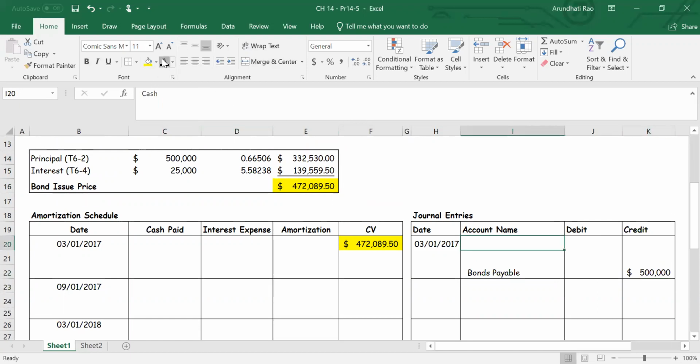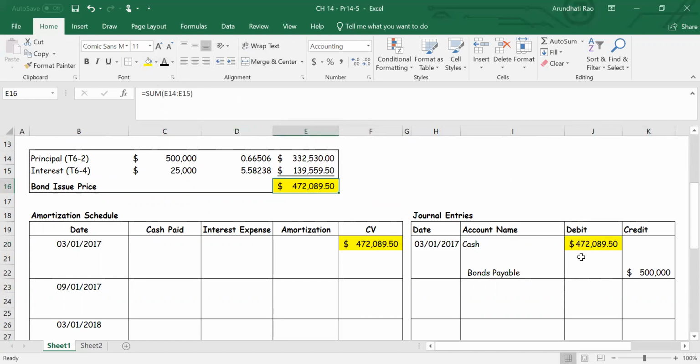When I issued the bonds, I did not get $500,000. What I got was less than $500,000, and that amount is going to be the cash debit. So if you see over here, the bond issue price is what comes into the journal entry, and that's a starting point for the carrying value. So it's very important you have this number correct.